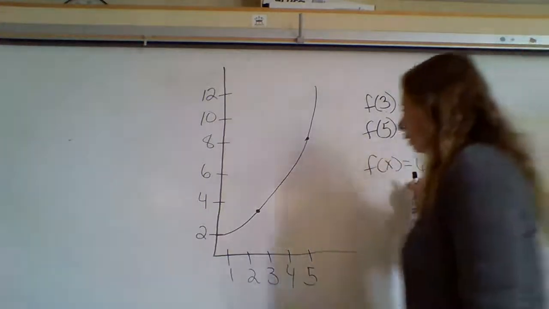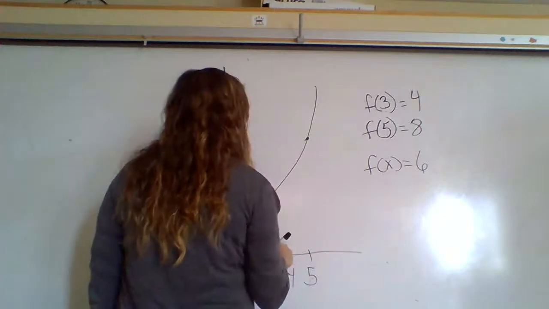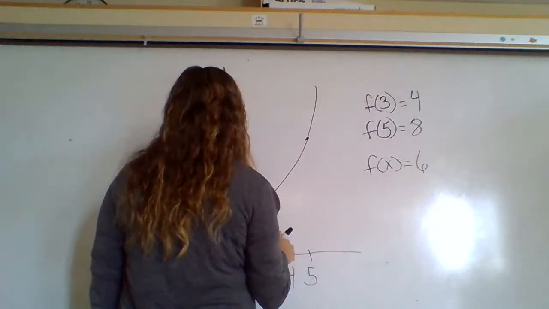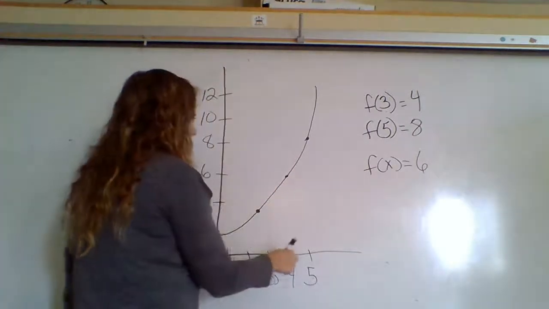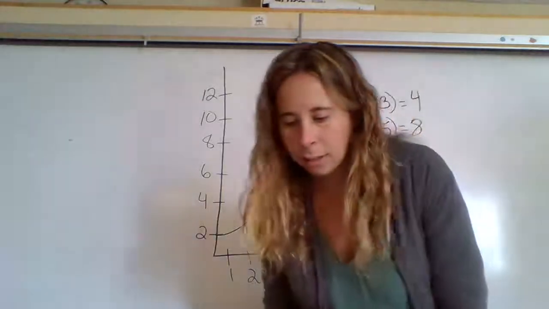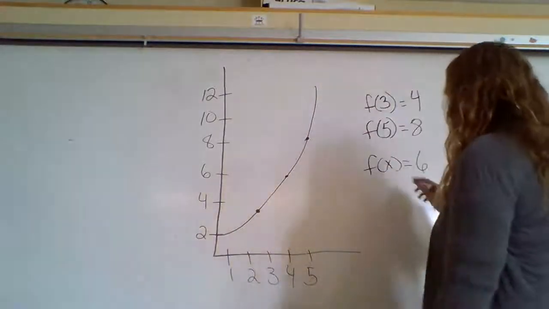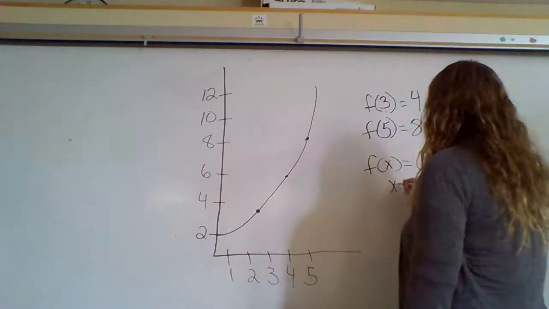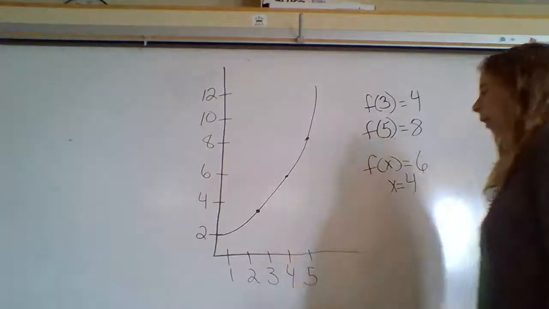So y is 6, right? X is 4. Right there. So y is 6, so x is 4. Oh, what does it say? Does it say find x? No. Yes, it says find where f of x equals 6. So that is when x is equal to 4. Okay, so you're just analyzing your graph.